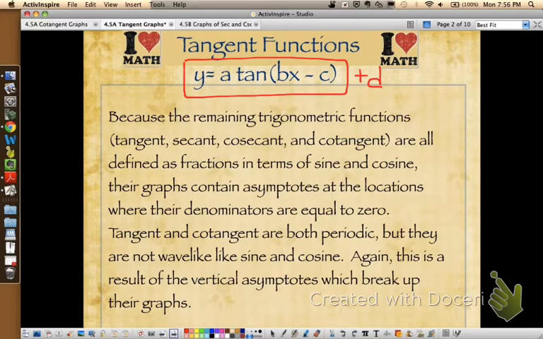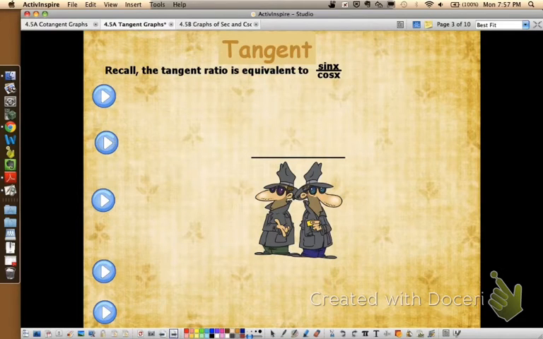But because, as you can read here, the remaining trig functions are all defined as fractions, they're all rational functions which have the potential to have undefined values. As a result of that, we are going to have asymptotes in these curves. They are not going to be wave-like due to this fact. And so let's just take a look at the tangent ratio.